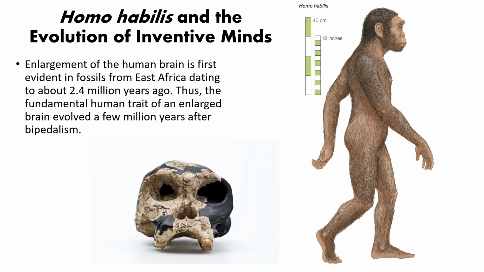And this is a really important step because we think of humans as being very intelligent, and that comes from having a large brain. So we think that instead of having a large brain first and bipedalism second, it's now thought that bipedalism evolved first, and a few million years after that, we have the evolution of a larger brain. And this group that we're going to be looking at is Homo habilis.